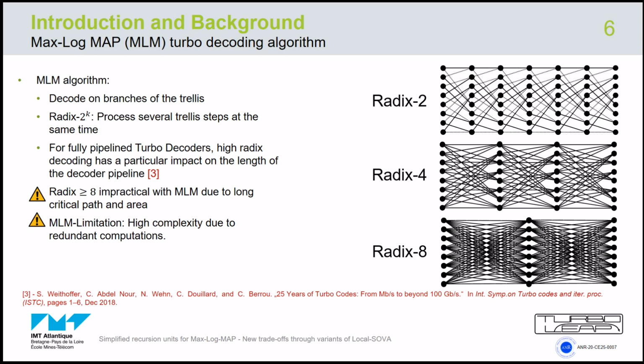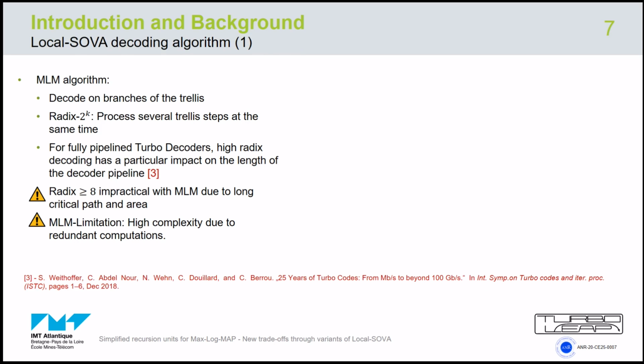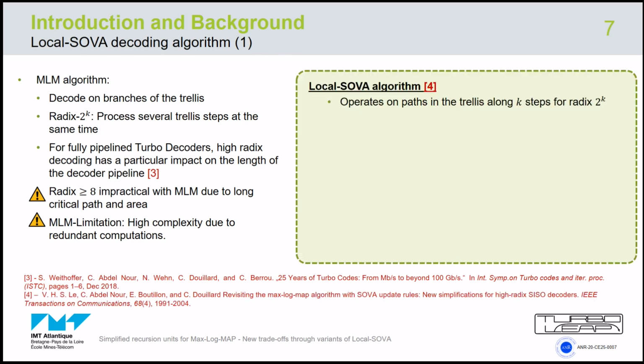In this context, different decoding variants have addressed the complexity reduction of the Maxlog map. Recently, the local-SOVA decoding algorithm was defined, reducing the computational complexity, particularly of the soft output computation, by a remarkable percentage without penalizing the error correcting performance. But what are the differences between the Maxlog map and the local-SOVA?